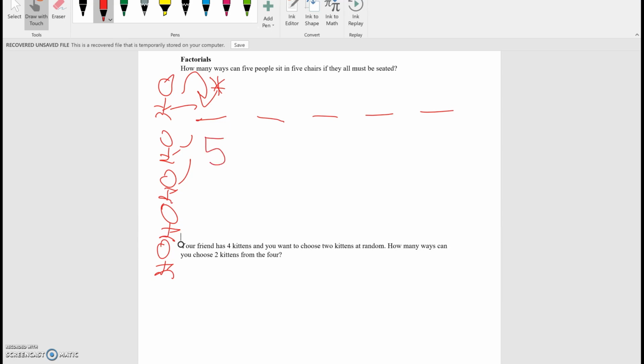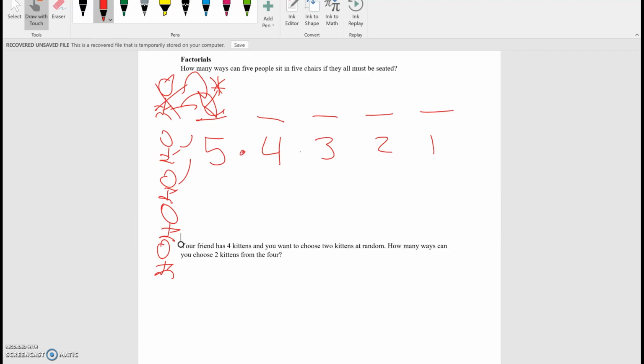Now, once this person is seated, let's say this person is now seated in here, how many different ways can I sit the next one here? Well, now we only have 4 people, so there's only 4 different ways that I can sit them there, right? And so on and so forth. Hopefully you get the pattern. Then after that is 3 ways, then 2 ways, and then 1 way, right? So basically I can have 5 people, and then 4, and then 3, and then 2, and then 1.